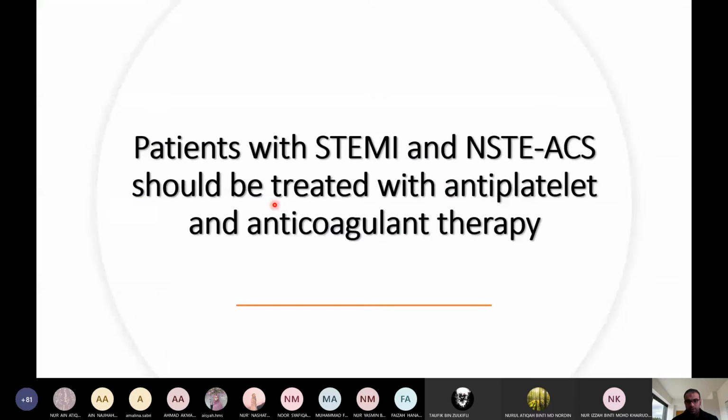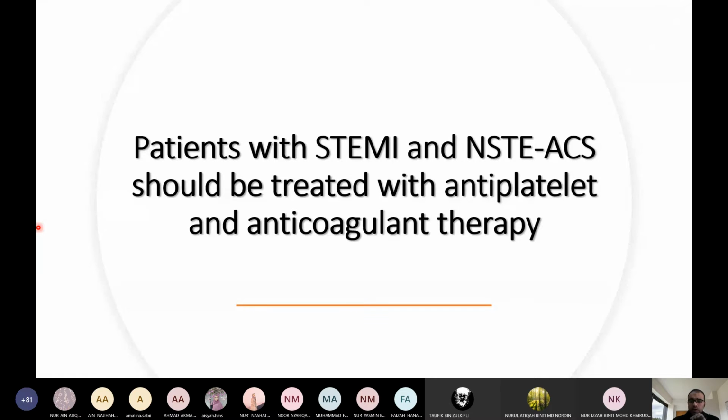Okay, brothers and sisters, in the first part we discussed, hopefully, the ACS, STEMI and non-STEMI, and the main differences between them in terms of the scoring, the severity, and the management overall. I hope so. Right now, inshallah, we will discuss in a bit more detail the medication.